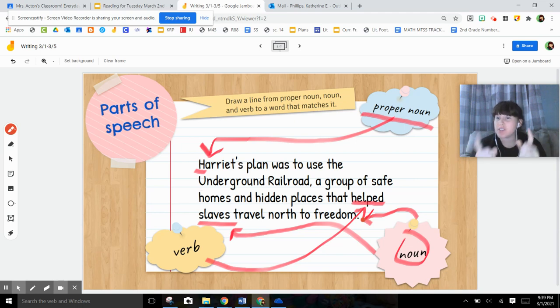All right, so after this video, the next slide that you have, you're going to be identifying proper nouns, a noun, and a verb in this passage that Miss Acton didn't already.